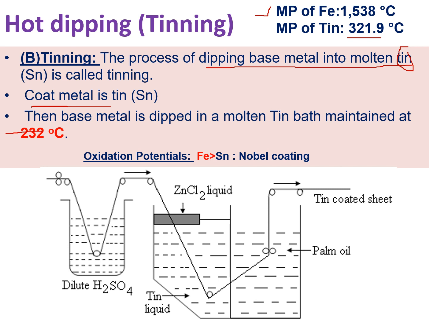But here, if you observe, before passing into the molten bath of tin, we need to pass our base metal over zinc chloride. What is the necessity of this?